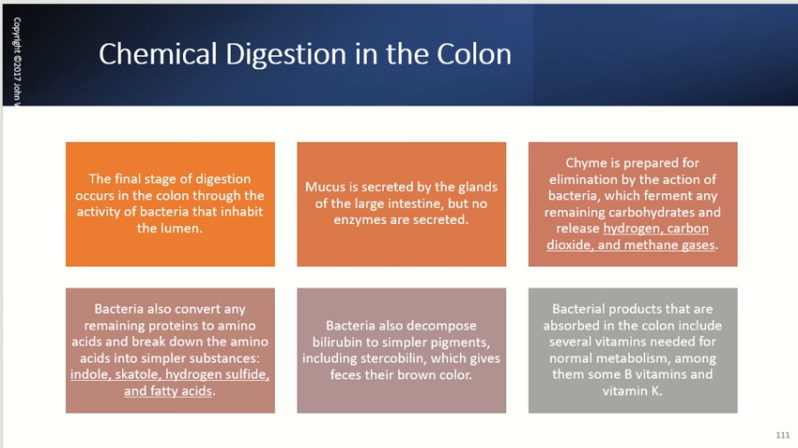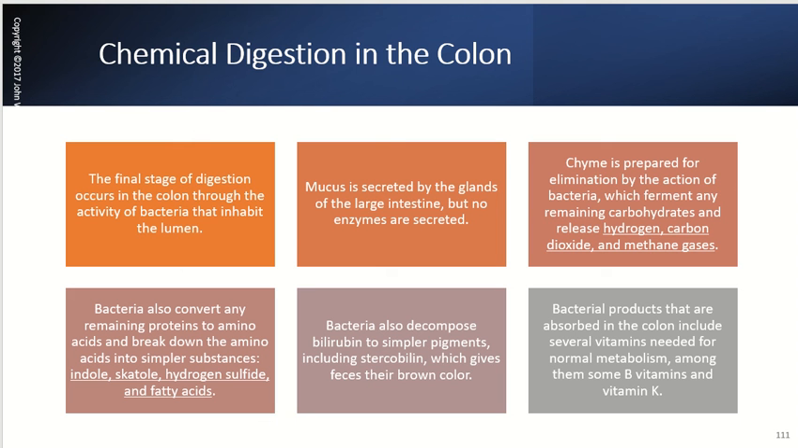So moving then to the chemical digestion that occurs in the colon. The final stage of digestion is going to occur in the colon through the activities of bacteria that inhabit the lumen. So this is a really important gut bacteria. Mucus is going to be secreted by glands in the large intestine, but no enzymes are going to be secreted. Chyme is going to be prepared for elimination by the action of bacteria, which are going to ferment any remaining carbohydrates and release hydrogen, carbon dioxide, and methane gas.